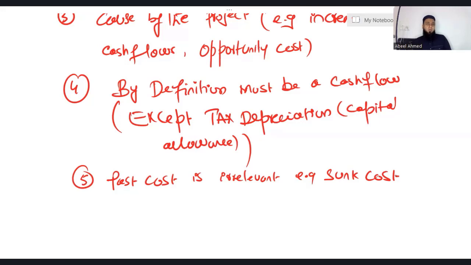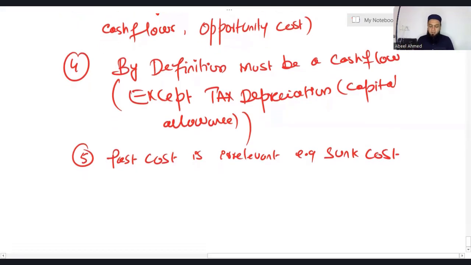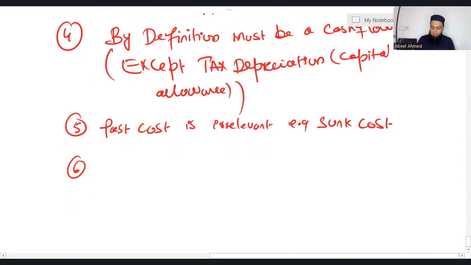Do not live in your past. You have one thing, that is the present. Work hard in the present in order to make your future bright. That's it. So past cost, for example sunk cost, is irrelevant. Another thing, fixed committed cost is irrelevant.